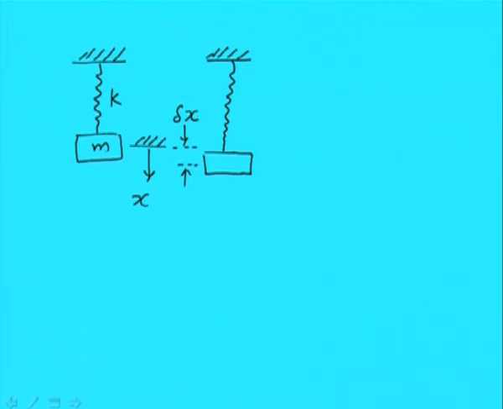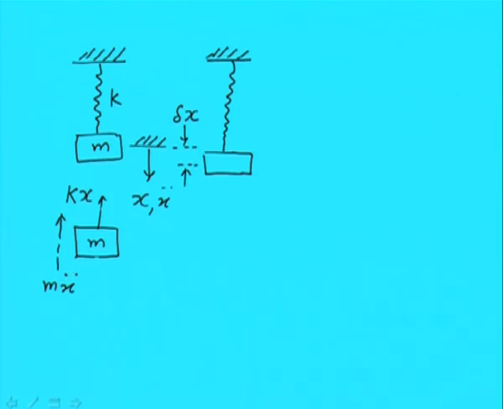If we see the forces acting on this mass when it is at displacement x, we are neglecting gravity, because now we are considering the static equilibrium position as the reference. So the spring force will act upward and the acceleration is downward, so the inertia force will be acting like this.